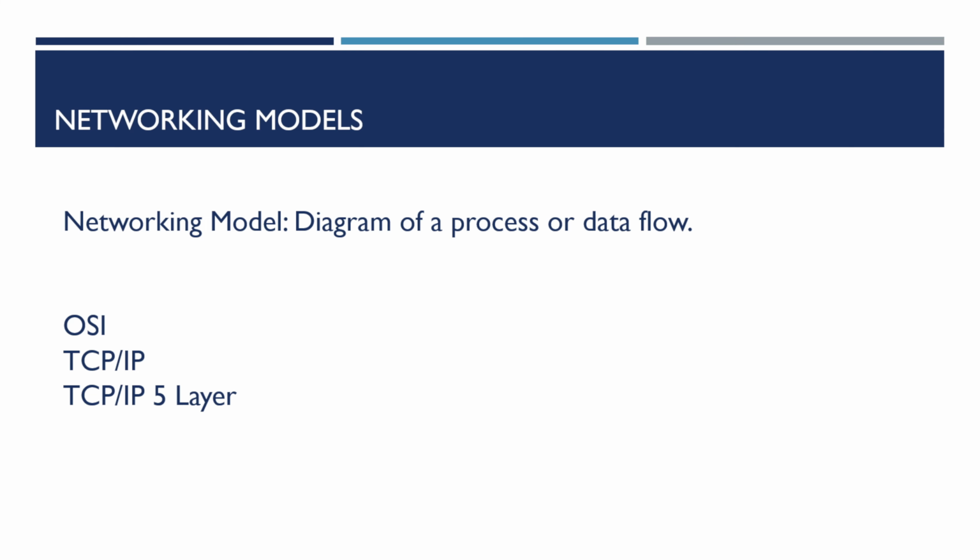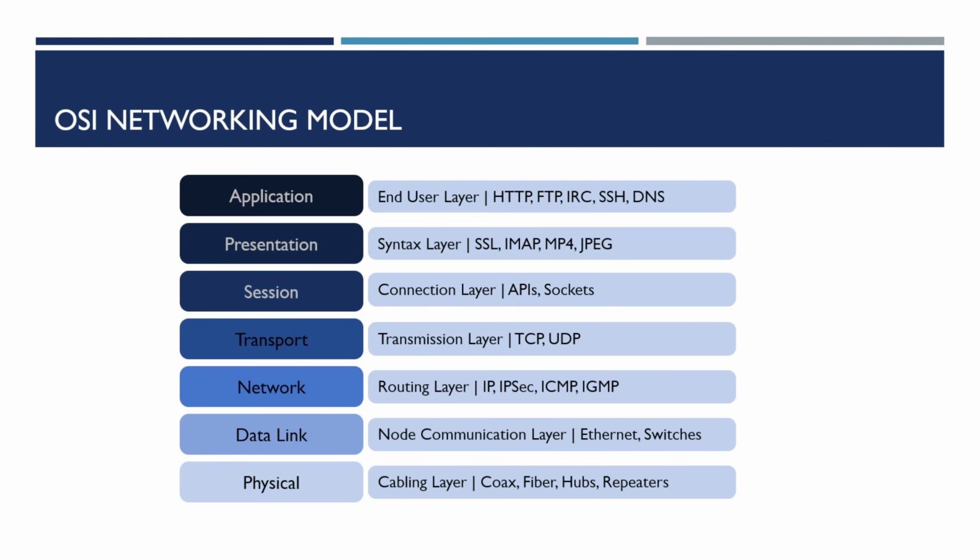We're going to start off with the most in-depth, which is the OSI model. It is a 7-layer model. Starting off at the very, very bottom of that, we have the physical layer. Physical layer is the cabling layer. It's fiber, it's repeaters, it's your actual cabling. It's what actually physically connects devices.